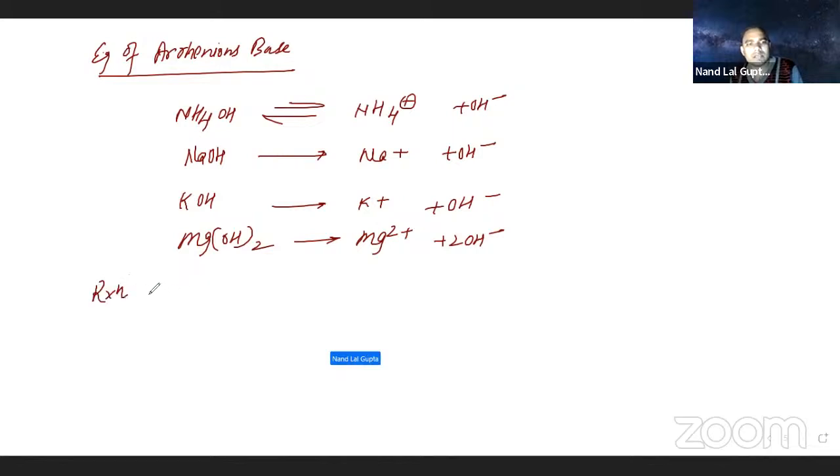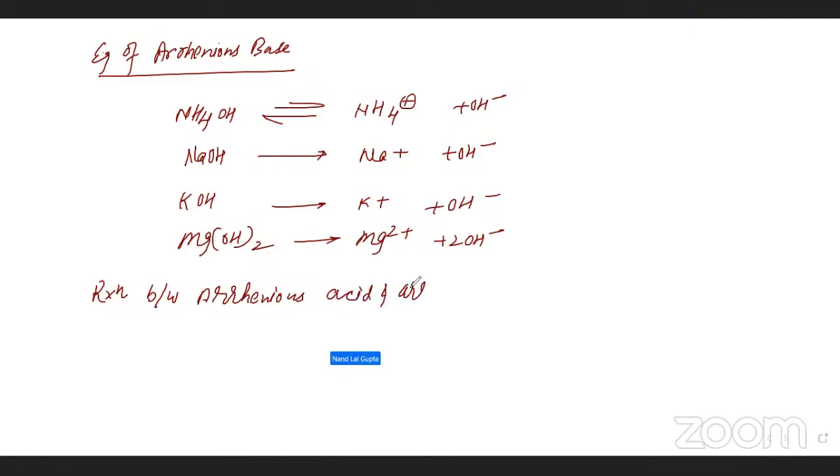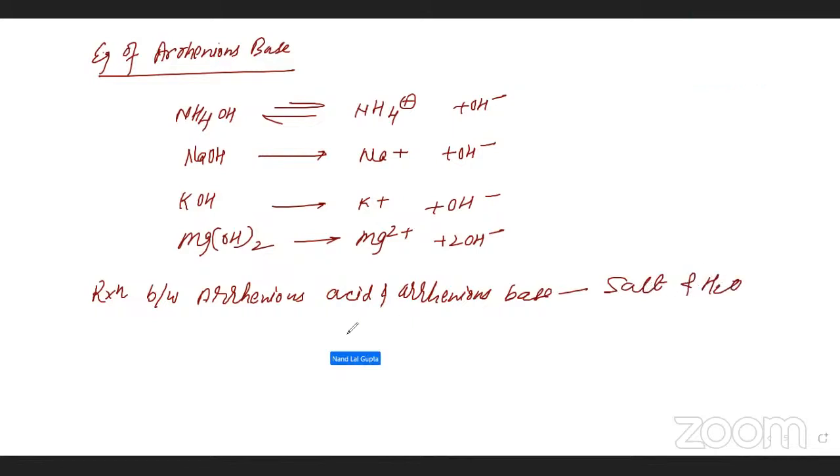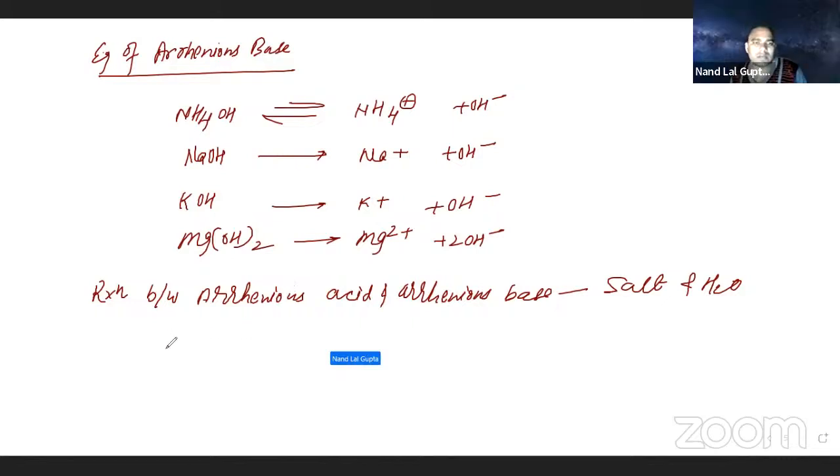This is the reaction between Arrhenius acid and Arrhenius base. This is very simple. Arrhenius acid and Arrhenius base give salt and water. Suppose you are taking HCl and NaOH, it will give the salt and water, NaCl plus H2O. It is very simple, that we study in 10th standard.